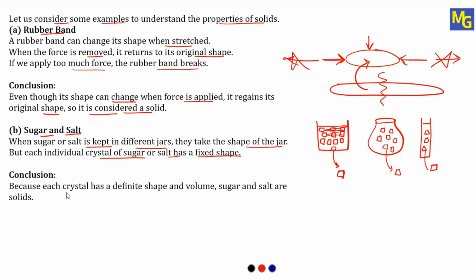Conclusion. Because each crystal has definite shape and volume, sugar and salt are solid. So all will have a definite shape and a definite volume. Therefore, sugar and salt both are solid. So I hope you understood this. Now we'll move to the next.